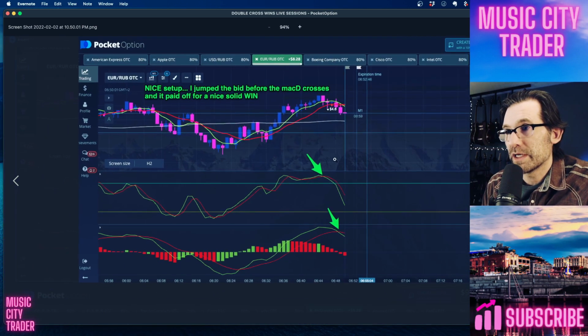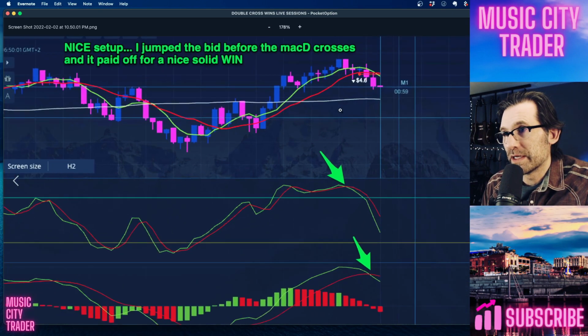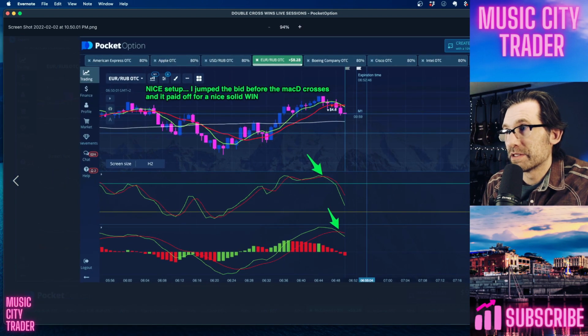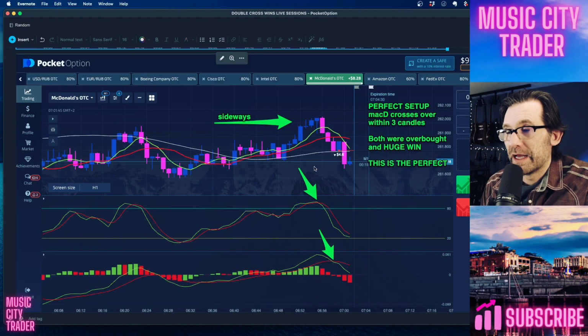My bid was early. I took it right here, right before the cross happened, and won. I still would have won if I had taken it one candle later, because this method just does that. You can take it as soon as you can let the MACD cross and do that full confirmation, and then you can take it.